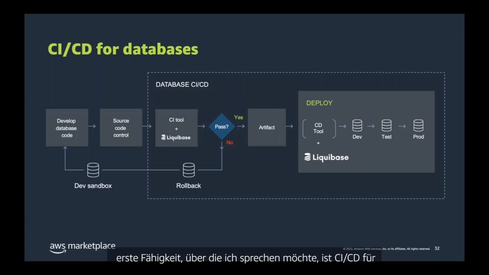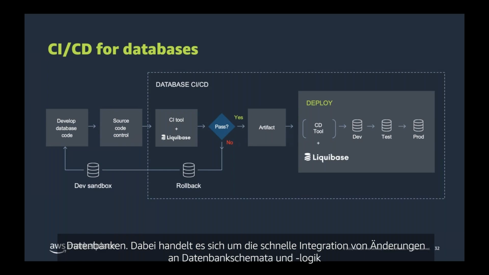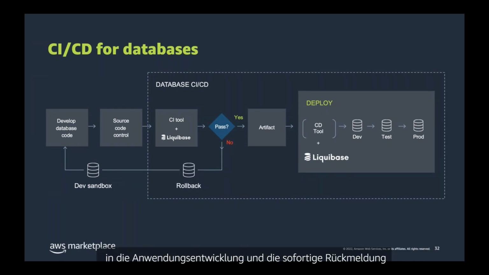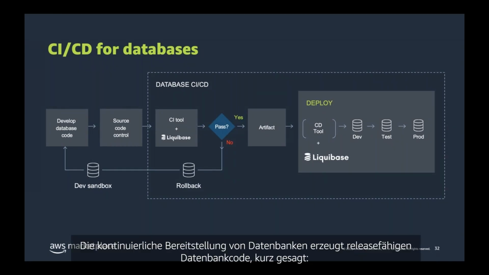The first capability I want to talk about is CI/CD for database. It is the rapid integration of database schema and logic changes into application development efforts, and to provide immediate feedback to developers on any issues that arise. And database continuous delivery produces releasable database code. In short, incremental cycles.